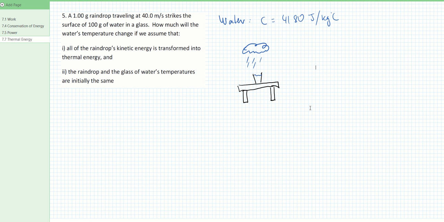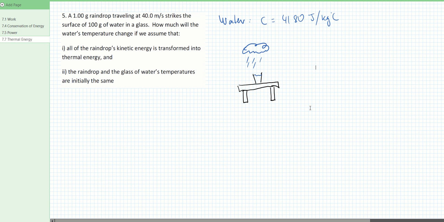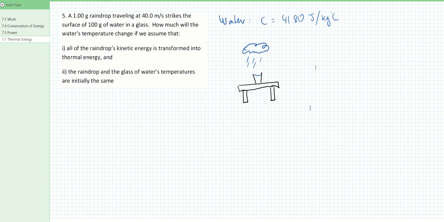How much will the water's temperature change if we assume that all of the raindrop's kinetic energy is transformed into thermal energy and that the raindrop and the glass of water's temperature are initially the same? So the scenario here is basically you have a glass of water maybe sitting out somewhere outside on a table, and you left it long enough that the temperature is the same as the outdoor temperature. So basically the raindrop temperature is going to be the same as the temperature of the water in the glass. That's one of the assumptions we had to make here.